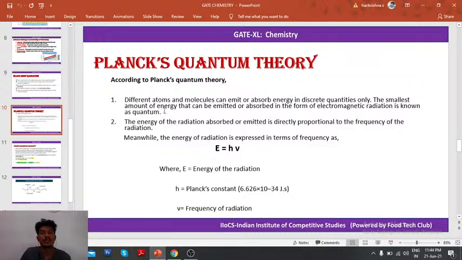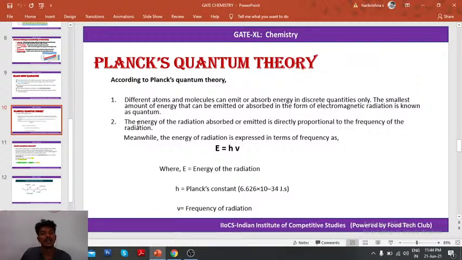The smallest amount of energy that can be emitted or absorbed in the form of electromagnetic radiation is known as a quantum. So he explained the small thing, that is, the quantum. It means it is the smallest amount of energy that can be emitted or absorbed in the form of electromagnetic radiation. That is known as a quantum.